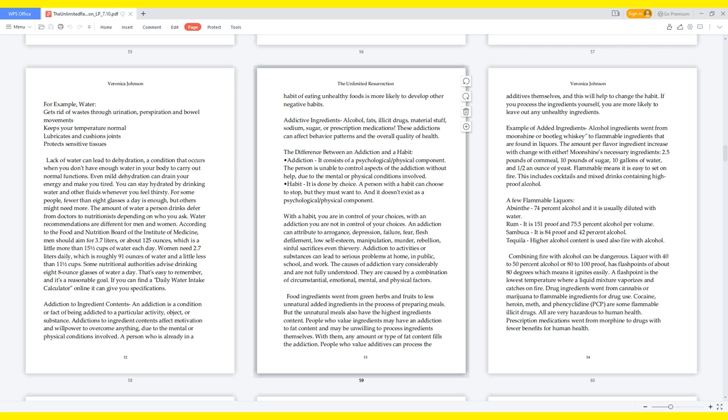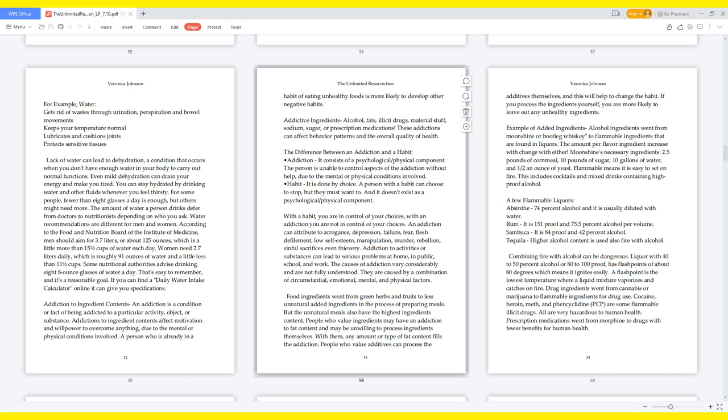According to the Food and Nutrition Board of the Institute of Medicine, men should aim for 3.7 liters, or about 125 ounces, which is a little more than 15½ cups of water each day. Women need 2.7 liters daily, which is roughly 91 ounces of water and a little less than 11½ cups. Some nutritional authorities advise drinking 8 8-ounce glasses of water a day. That's easy to remember, and it's a reasonable goal. If you can find a daily water intake calculator online, it can give you specifications.